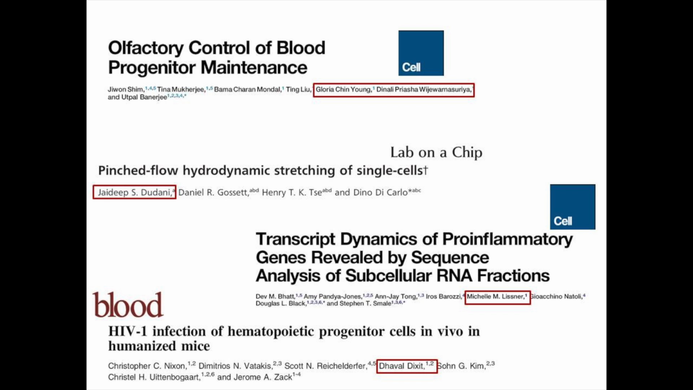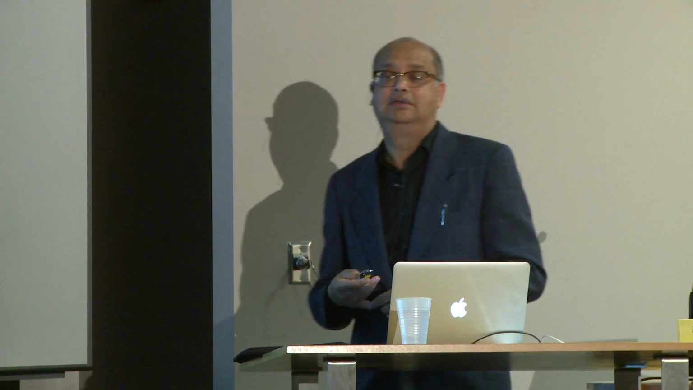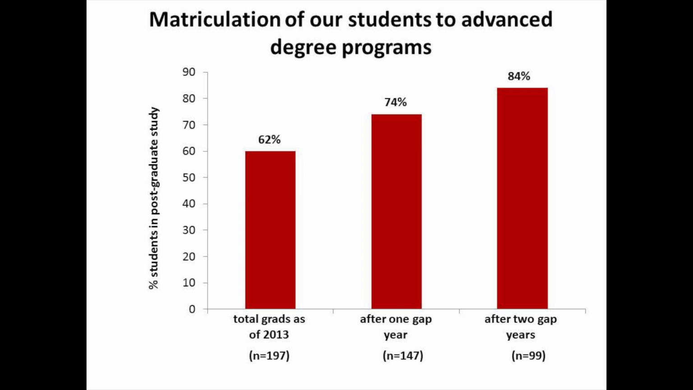But these 2 students, Gloria and Denali, they didn't just get on there. They did a lot of work. This paper talks about olfactory control, and Gloria actually took all 25 olfactory receptors, knocked them out, and looked at the blood phenotype and so on and so forth. So it's a lot of work that these students put in, and there are 90 papers like that.